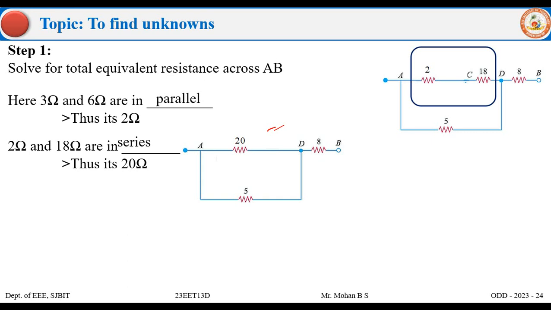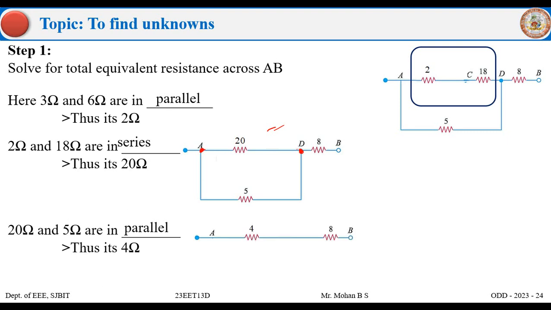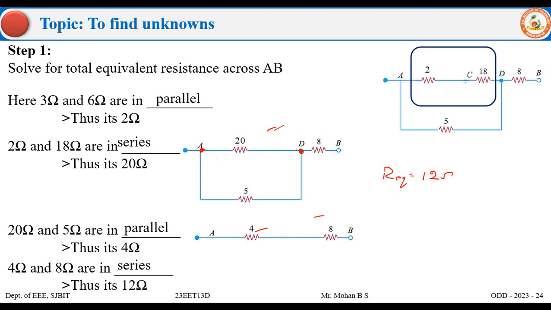Now how do we solve this further? How are 20 and 5 connected? Point A is common for 20 and 5, and point D is common for 20 and 5. Thus they share common nodes, so they are in parallel. 20 and 5 in parallel give 4 ohms. Now 4 and 8 are in series, thus the answer is 12 ohms. So the R equivalent for the given circuit is 12 ohms. Remember not to forget writing the units also.